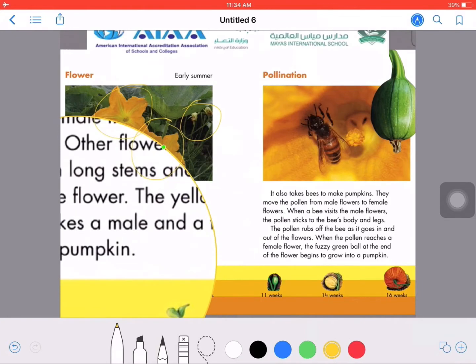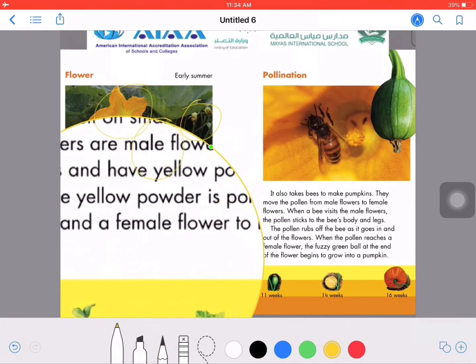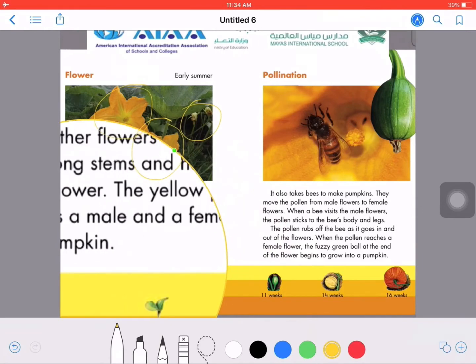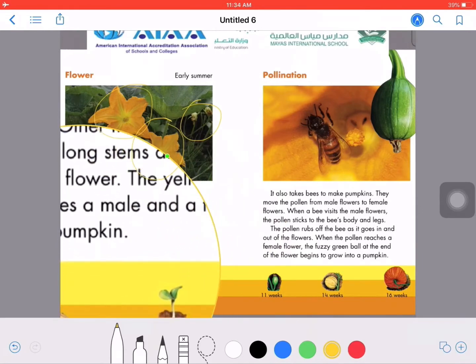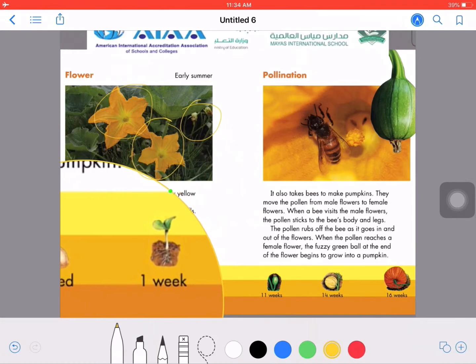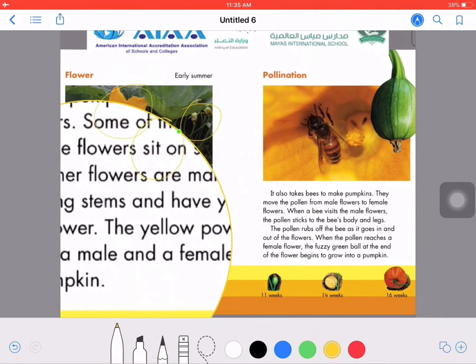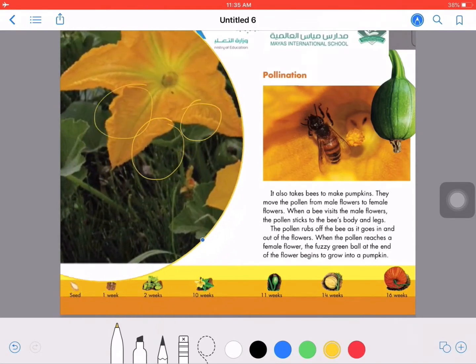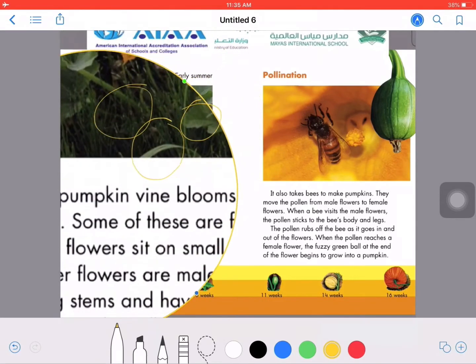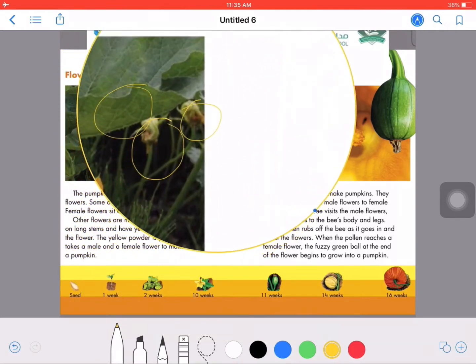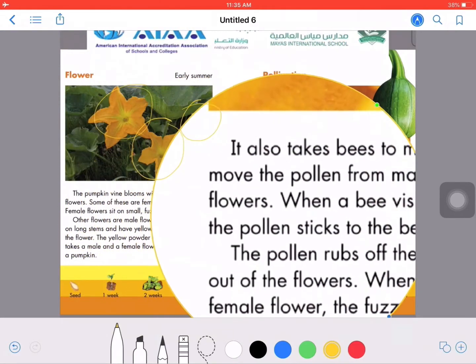Excellent. It takes a male and a female flower. Why? To make a pumpkin. So like human babies, how is a baby brought into life? Yes, we have a man and a woman, a female and a male. So then we have a baby. The same thing happens with a pumpkin. We need a male flower and a female flower. Can you see here? Okay, let's move to the next page.